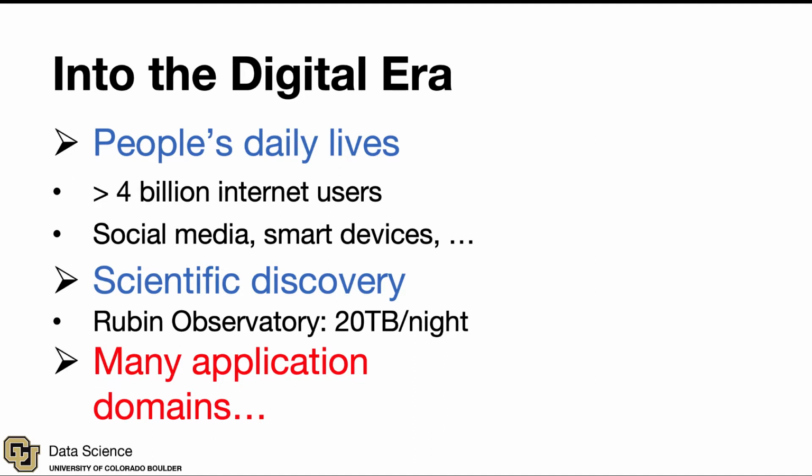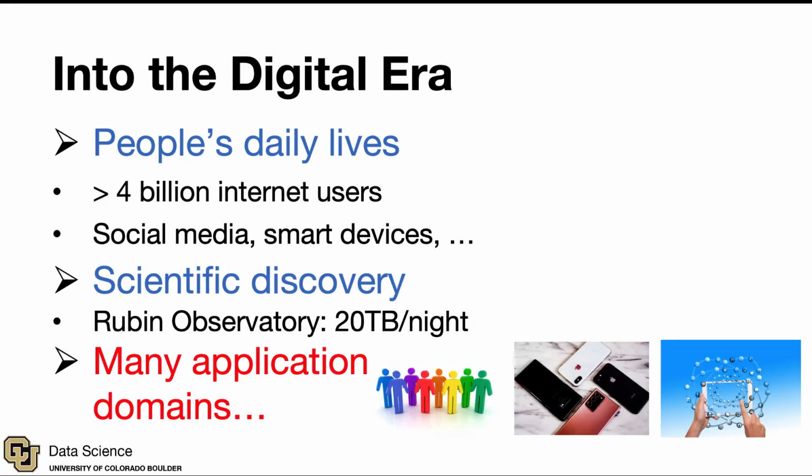To get started, we have moved very quickly into the digital era where we are surrounded by a lot of digital information. Think about our daily lives. We are interacting with various types of digital devices, creating a lot of digital content, and using many different types of apps, and behind them there is more data involved. Just think about the sheer number of users: more than 4 billion internet users nowadays, and a wide variety of social media and smart devices that we interact with on a daily basis.